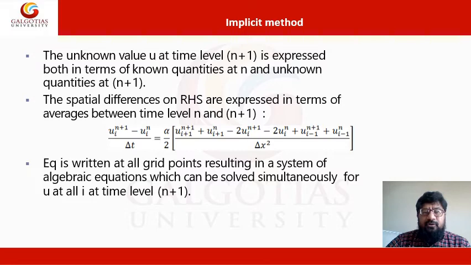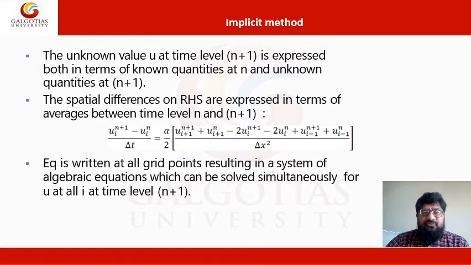And in this algorithm, you can see that only the value of u at the n time level is known. n is the current time level. And there are many unknowns, like u i at the future time level, u i plus 1 at the future time level, and u i minus 1 at the future time level.